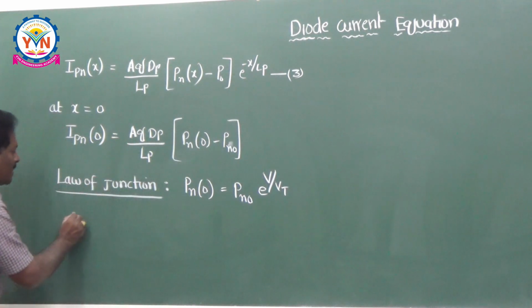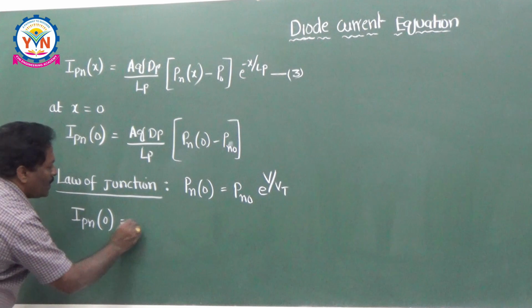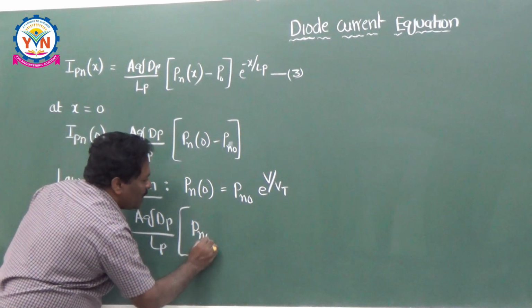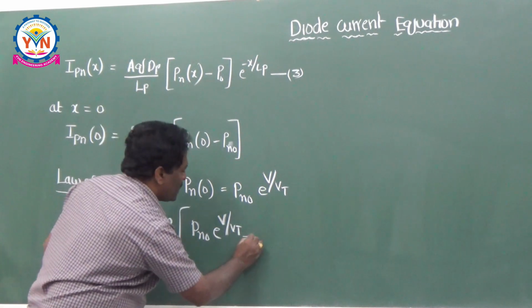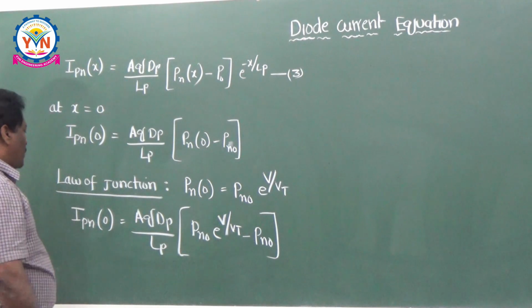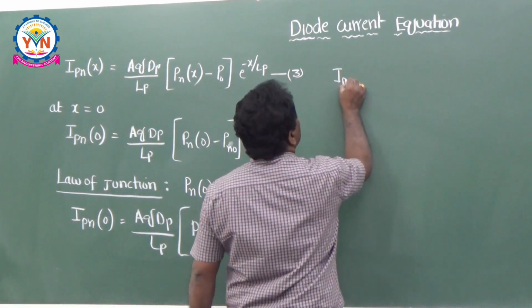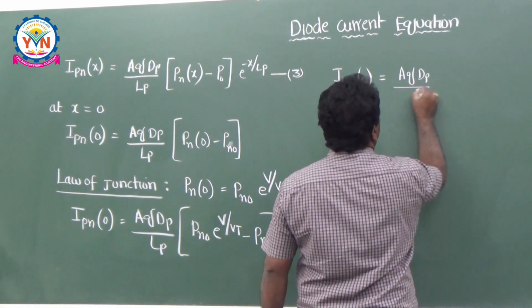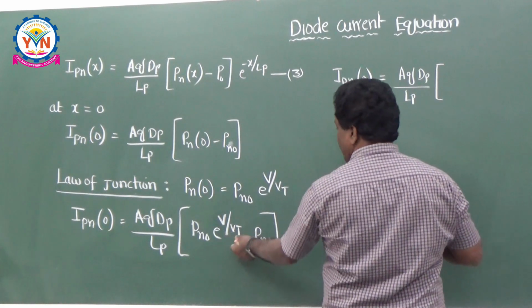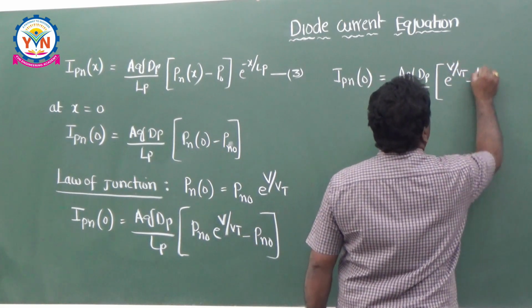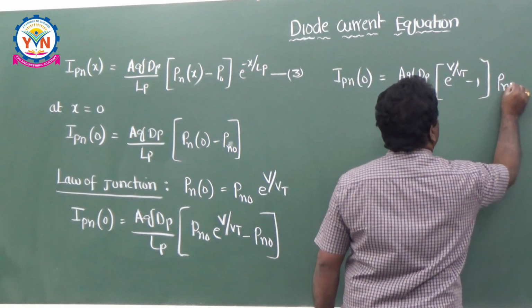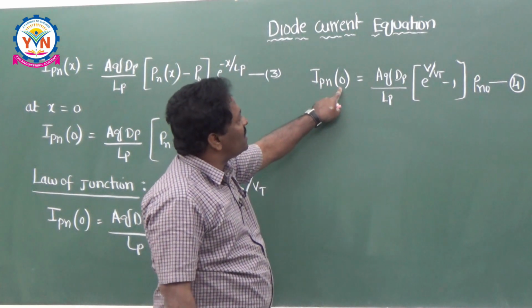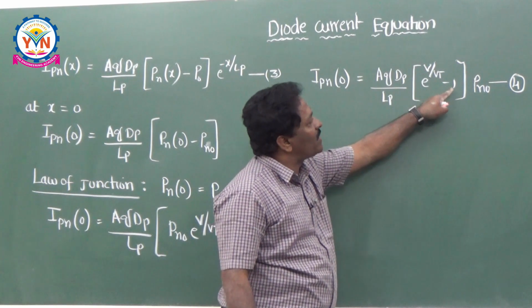Just substitute here, you are going to get IPn of 0 is equal to AQ Dp by Lp into Pn of 0 into e to the power of V by Vt minus Pn naught, so that you can take the Pn naught as common. So finally you can write down IPn of 0 is equal to AQ Dp by Lp into e to the power of V by Vt minus 1 into Pn naught. That will be the equation number 4. So this is the whole diffusion current at the junction: AQ Dp by Lp into e to the power of V by Vt minus 1 into Pn naught.